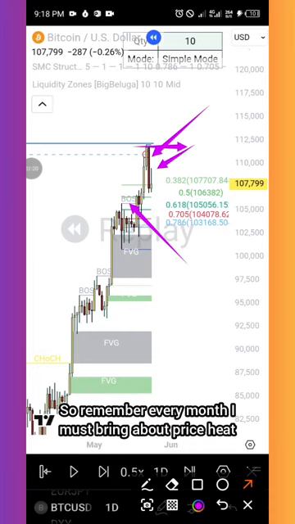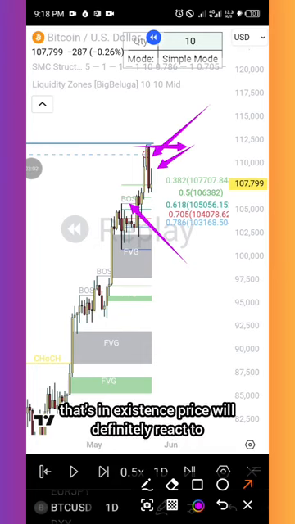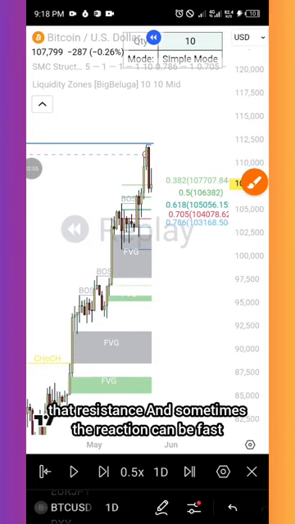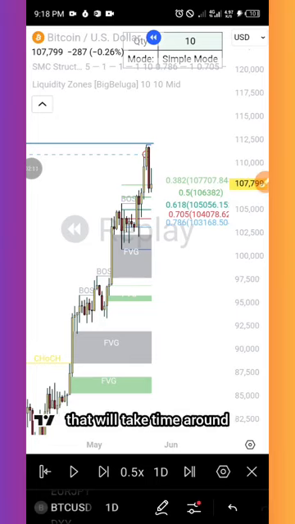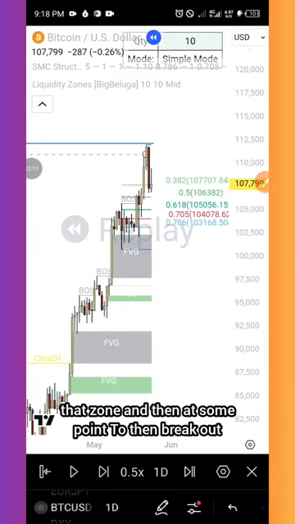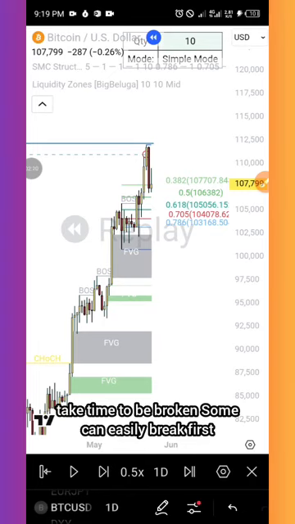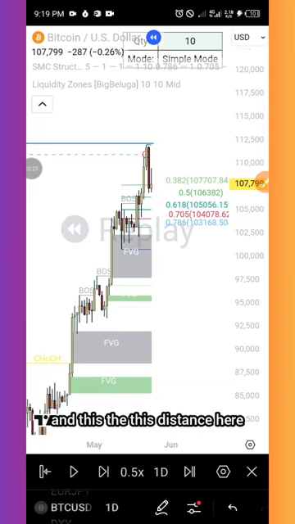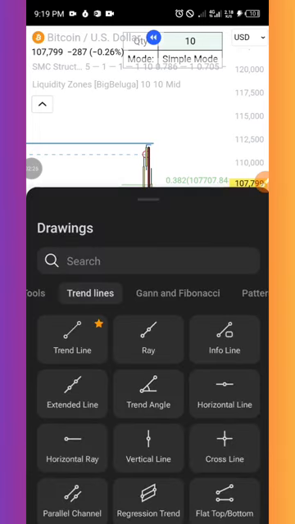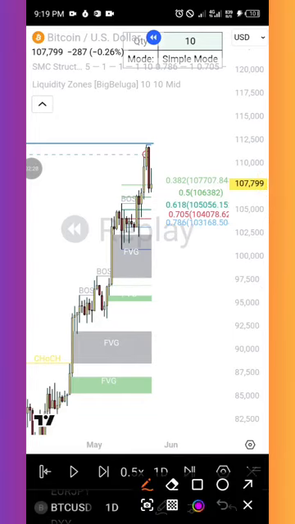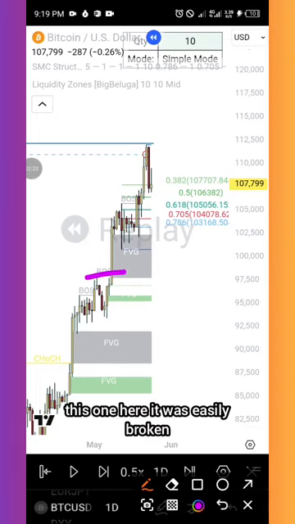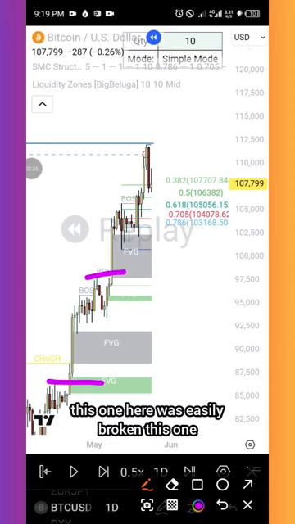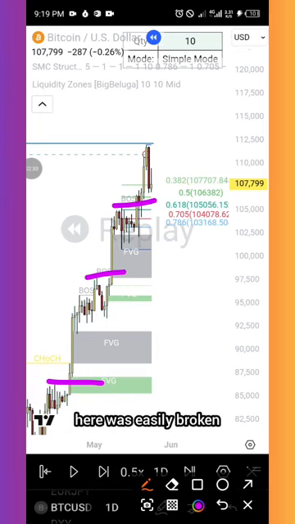So remember, whenever price hits a resistance, price will definitely react to that resistance, and sometimes the reaction can be fast, sometimes slow. Sometimes it will take time around that zone, and then at some point it will break out. Some resistances can take time to be broken. Some can easily be broken. For instance, this resistance here. So here it was easily broken. This one here was easily broken. This one here was easily broken.